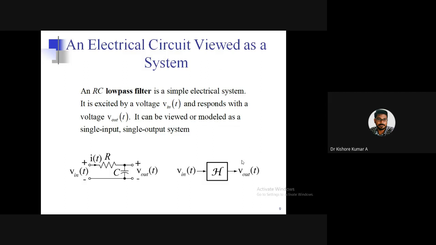So it can be viewed or modeled as a single input, single output system, as specified in the first part of the slides. There is a system, and this is a single input, single output. Here the single input is V in of t and the output signal is V out of t. With these signals we can model it as a single input, single output system.